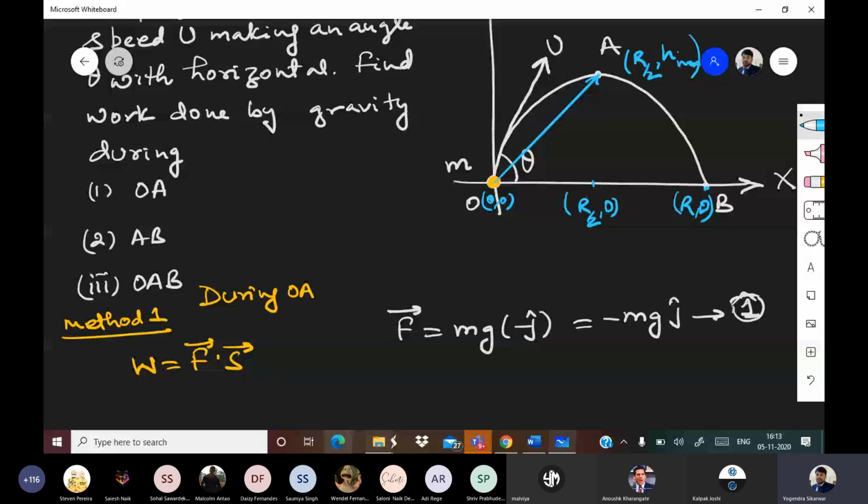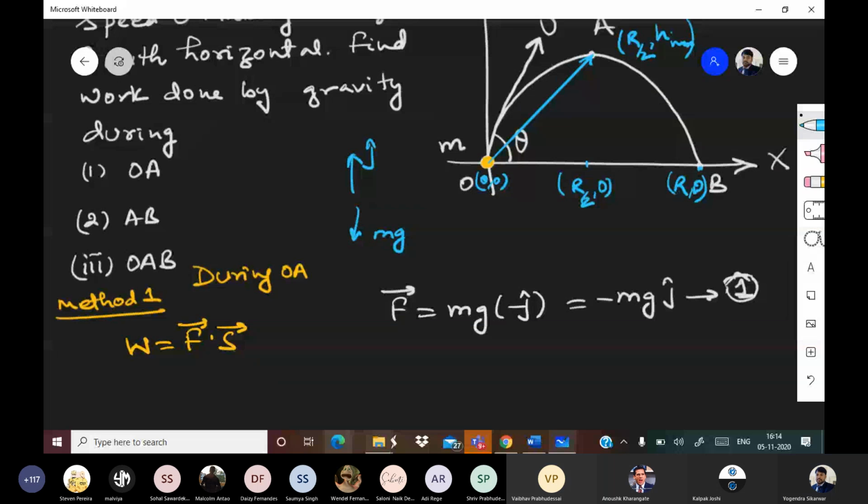Shriv is asking some question, but I'll not be answering it now. So why minus j cap? Because it is acting vertically downward. J cap is in this direction. Mg is acting downwards, and j cap is positive upwards. Minus j cap is downwards. So that's why we have written mg minus j cap. Understood? Okay.